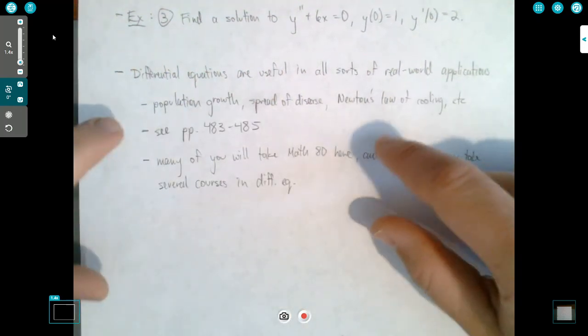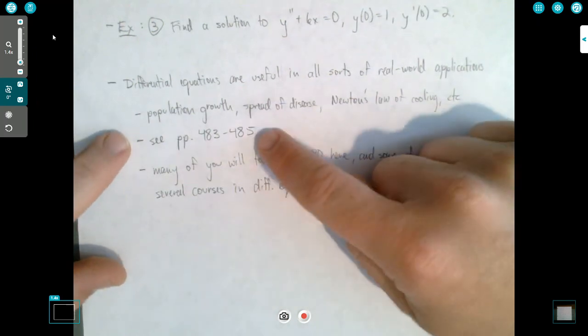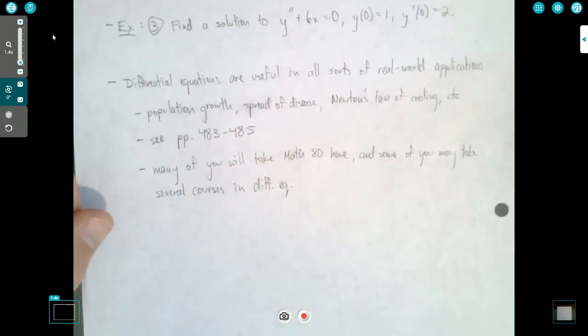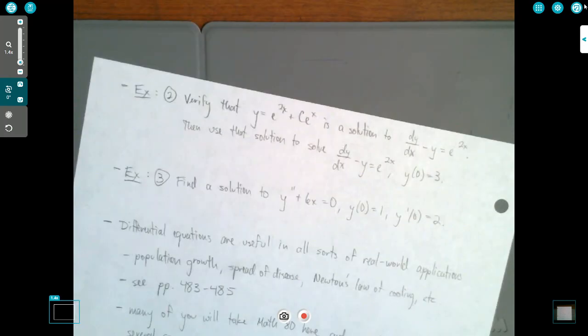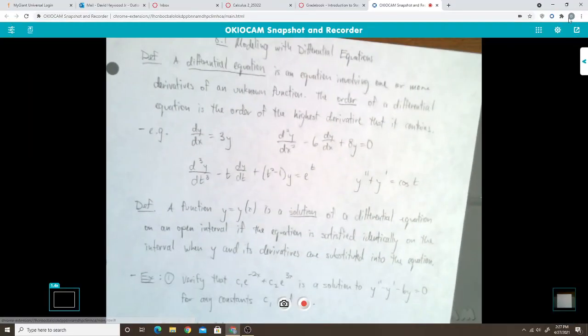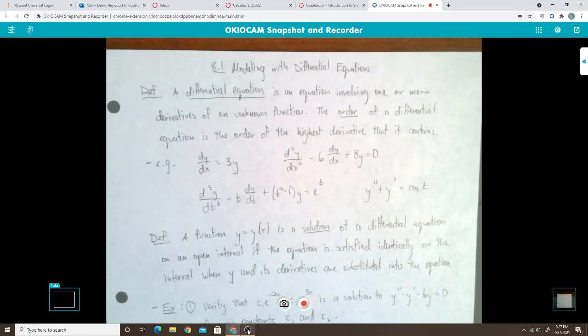Anyway, if you want some specifics of these things, take a look at your textbook. And I think that's all I have to say. So we'll come back in 8.2 and talk a little more specifically about solving some first-order differential equations that are separable.